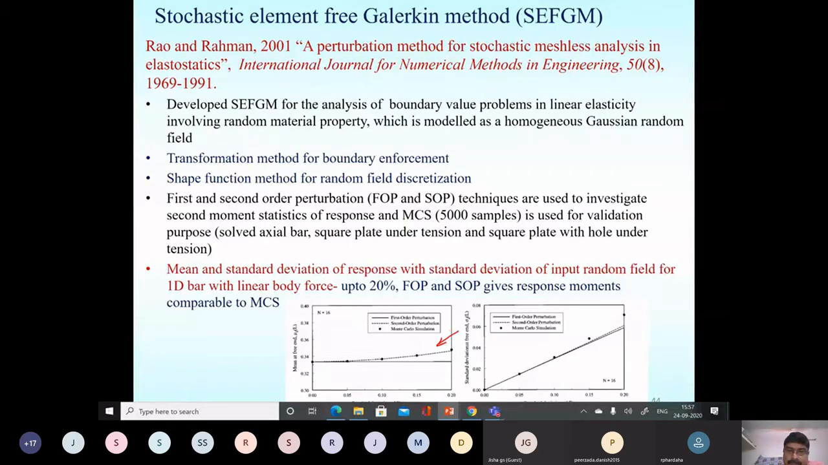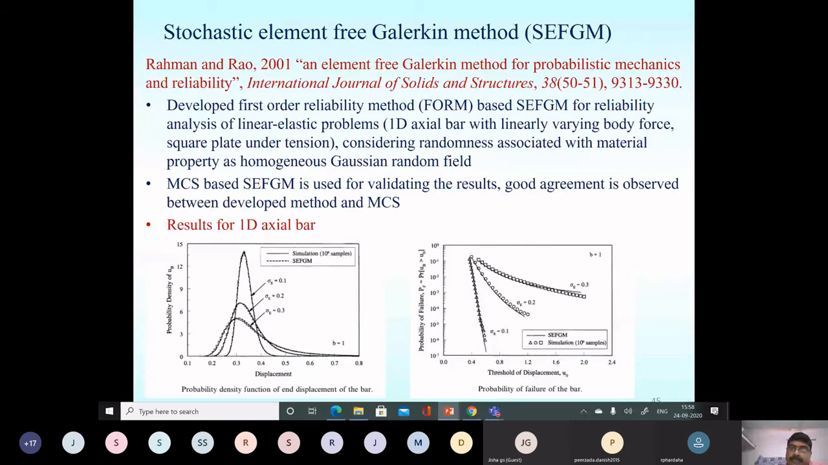So for first order, you can see that as you increase the coefficient of variation, the variation between first order and MCS is increasing, but up to 20% you get a better match. And this is MCS, the standard deviation, but it deviates. So probably up to 15% we can use perturbation. Okay, and they extended this work for finding out the reliability, or probability of failure, and so on.